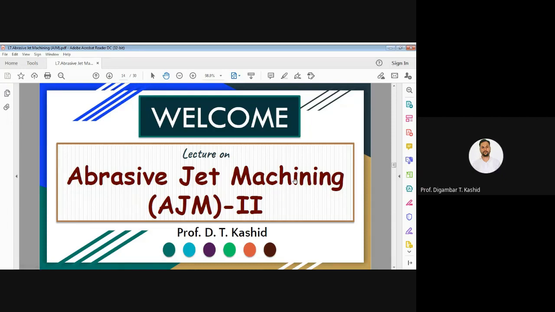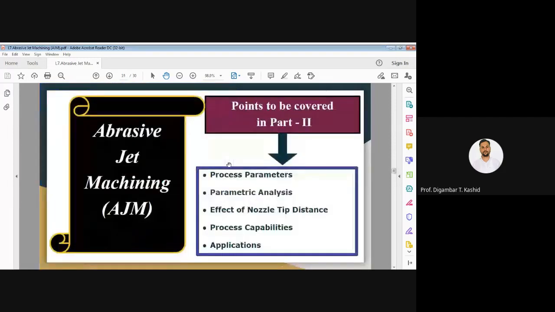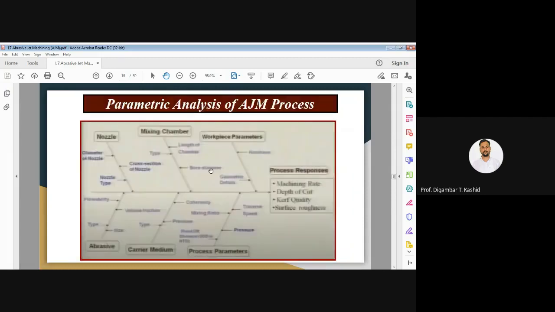Today we are going to see the effect of different process parameters on the material removal rate. Yesterday we were discussing the parametric analysis, or we can call this different process parameters. So how those process parameters affect the performance of your abrasive machining process, that we are going to see today. Yesterday we discussed this parametric analysis.